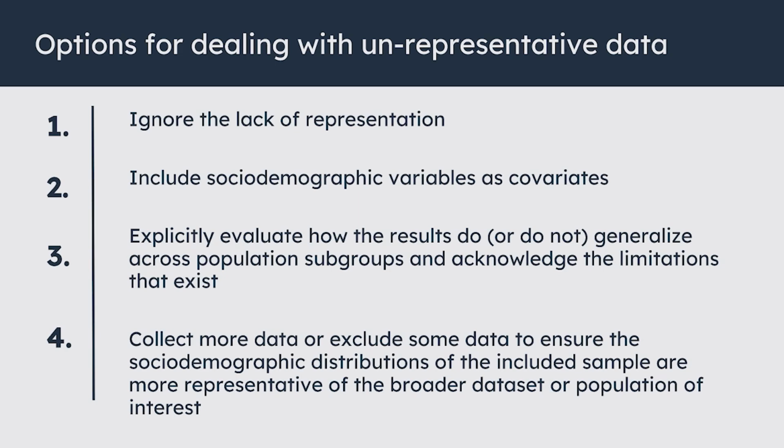So with that being said, when we have unrepresentative data, there are a few different ways that we can deal with it. And some of these also apply if you have representation. First of all, you can ignore it, which is what's historically been done in a lot of research studies. You can also include these variables as covariates, which usually is not a good idea, for reasons that I will talk about after. You can explicitly evaluate how your results do or do not generalize across different populations or different subgroups within your population.